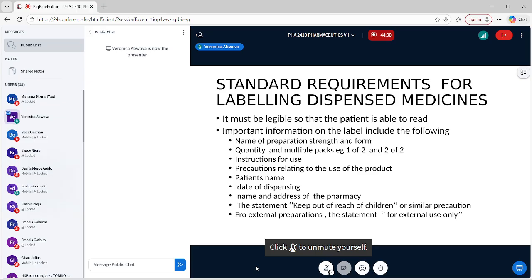Instructions for use, precautions relating to the use of the product, patient's name, date of dispensing, name and address of the pharmacy, the statement 'keep out of reach of children', and also the statement 'for external use only' if you are dispensing external preparations.